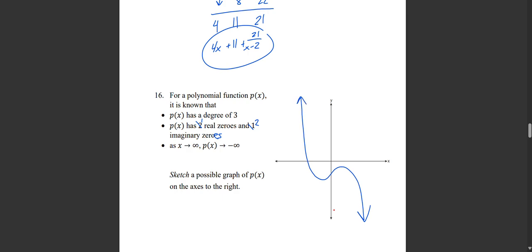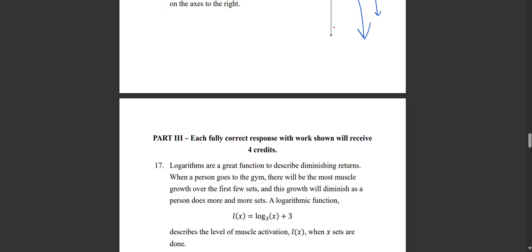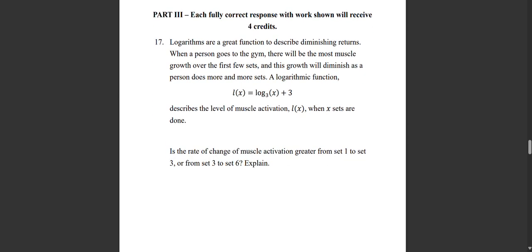Right, it's a degree of 3, 1 real zero, 2 imaginary. And as the inputs go to the right, the function's going downwards. So this would be a possible function for p(x). 17. This looks like a lot of words. It is just an average rate of change problem.